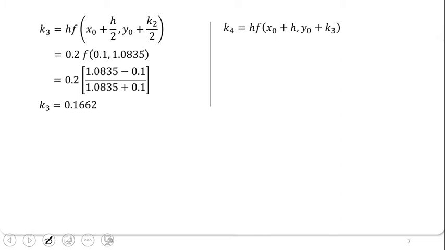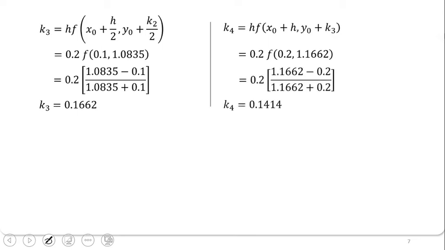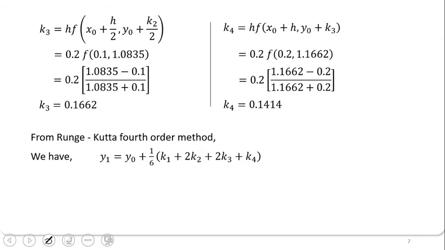Now write down the formula for k4. k4 is h times f of x naught plus h comma y naught plus k3. Now substitute the values of h, x naught, y naught and k3 here. Then it is equal to 0.2 times f of 0.2 comma 1.1662. After simplification, it will be 0.1414 rounded off to 4 decimal places. So k4 is 0.1414.